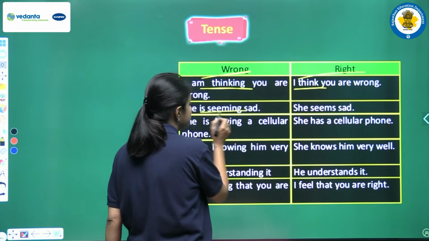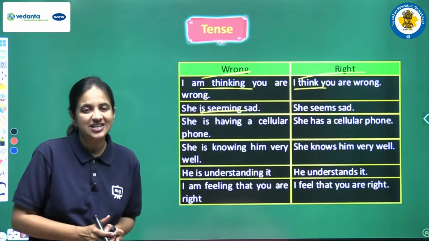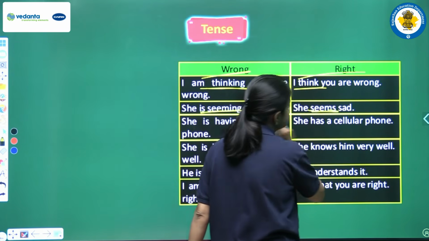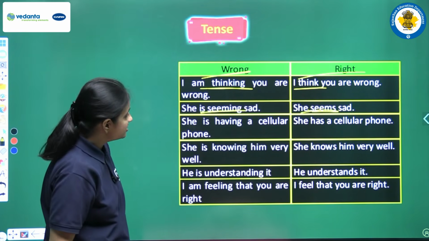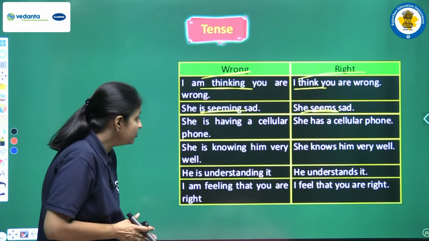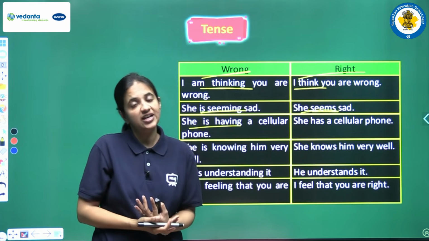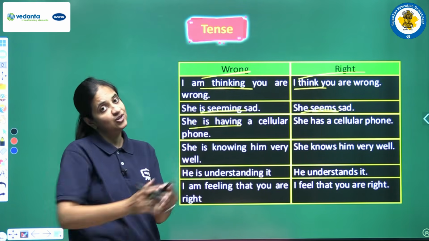So again, seem is a word to show the appearance of someone. So इसको भी हम continuous tense में नहीं लिखेंगे, and the right sentence will be she seems sad. Clear? Next we are having she is having a cellular phone. Okay, so यहाँ पे जो have है it shows possession. Okay, it shows the belonging, so we will write she has a cellular phone.